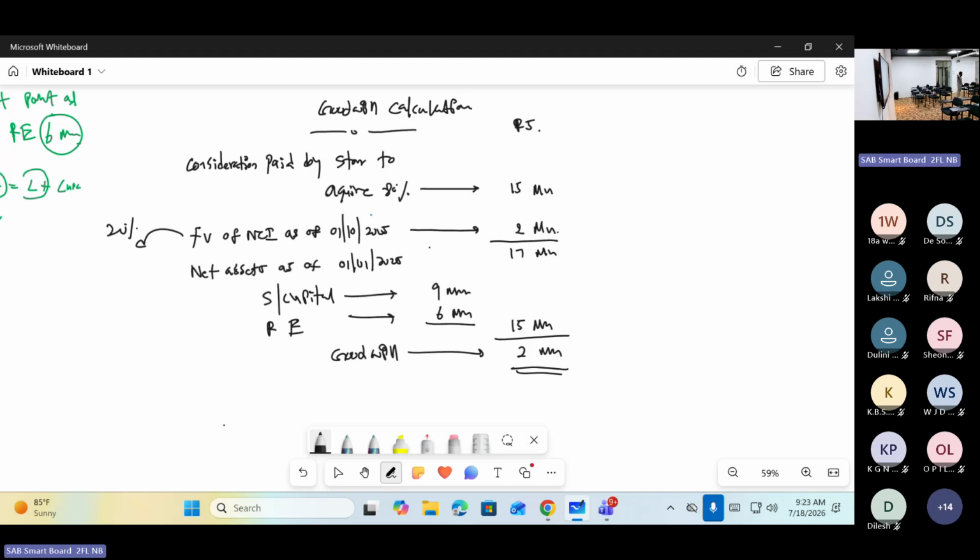Then, let's read what the consideration is from two parties. For 80% stake, consideration 10 million. 20% stake, 2 million. The overall consideration from the two parties is 17 million. Against this 17 million, we are having assets of 15 million.